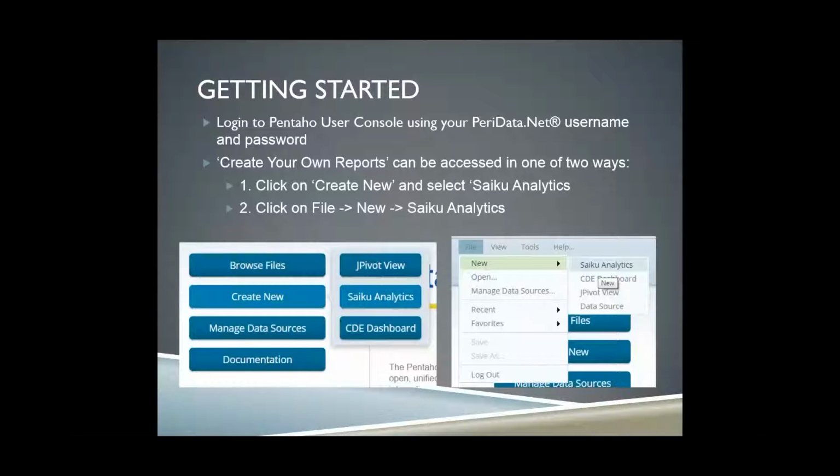So to get started, you log into peri-data, and then once there, you redirect to Pentaho. On the left-hand side, you have an area called Create New. You click on Create New, and within that, you will have a sub-menu where you click on Psycho Analytics. You can also reach that by clicking on File, then New, and Psycho Analytics is up there on the toolbar as well. Either way will get you to the same destination.